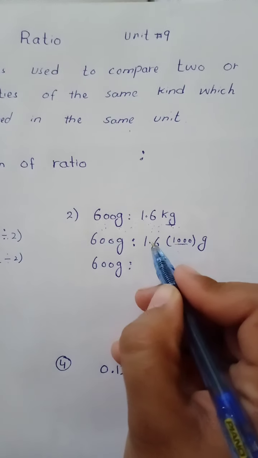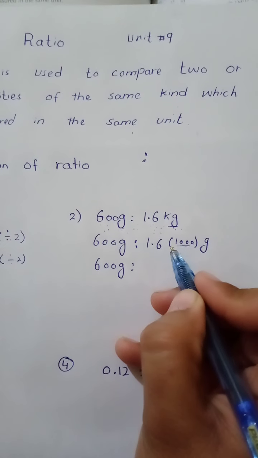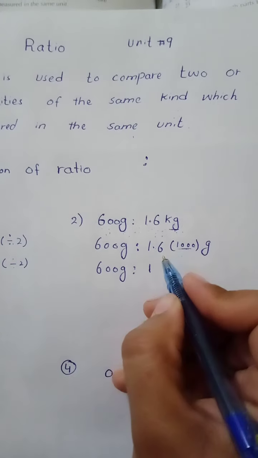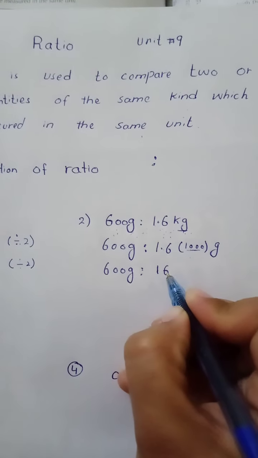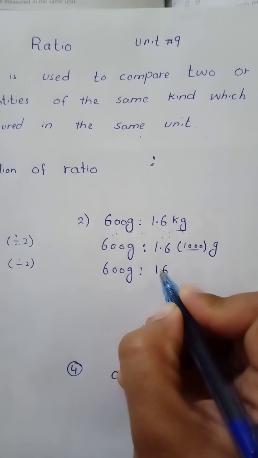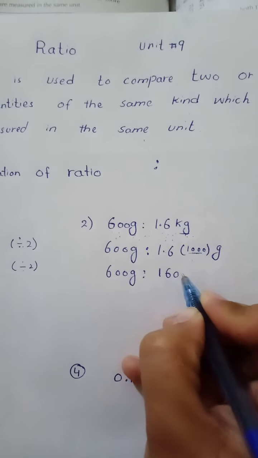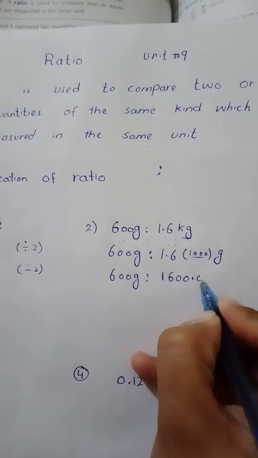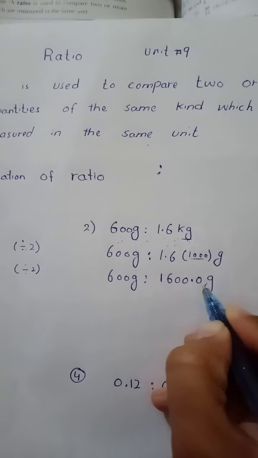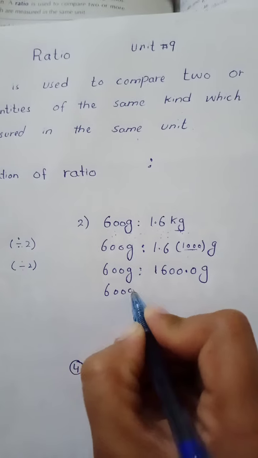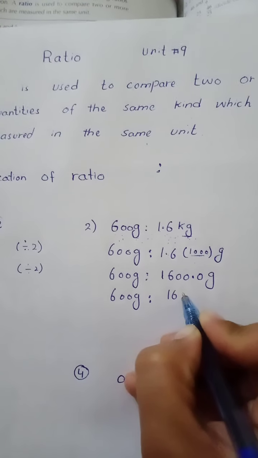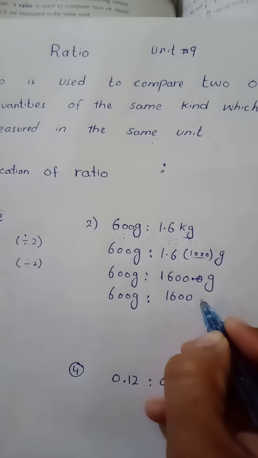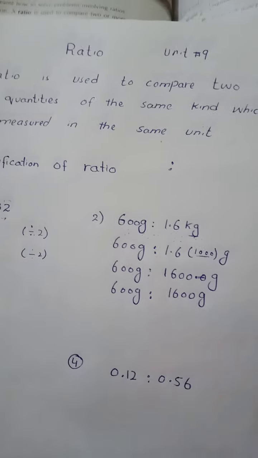You can see how many zeros there are in thousand. There are 3 zeros. It means the point will move 3 digits forward. This is 1, this is the point, and then 6. As the point is here, you will count 1, 2, 3, and the point will come at the end. And we can write it as 600 gram ratio 1600 gram.